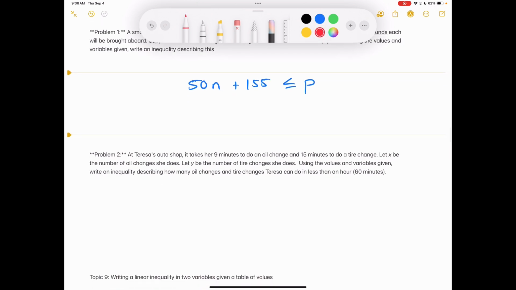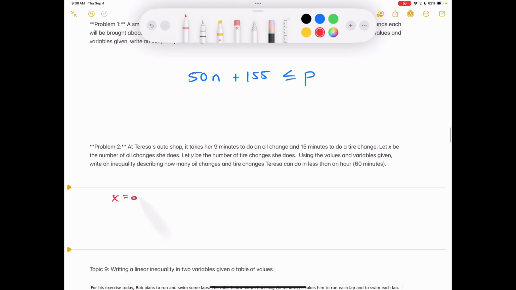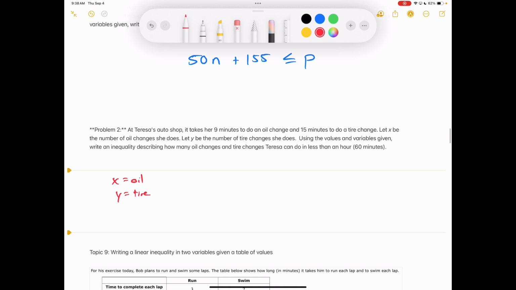So some of these aren't too bad to start with. We'll start easy here. At Teresa's auto shop, it takes her 9 minutes to do an oil change and 15 minutes to do a tire change. Let x be the number of oil changes she does, y be the tire changes. So I'm going to write that real quick here so I don't forget. x is oil, y is tire. Using the values and variables given, write an inequality describing how many oil changes Teresa can do in less than an hour, which it nicely informs you that an hour is 60 minutes.